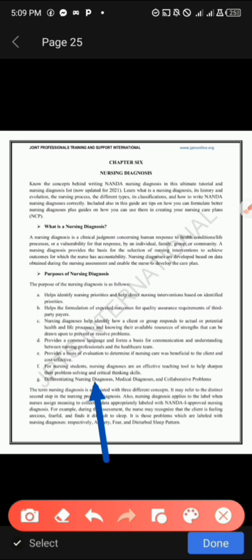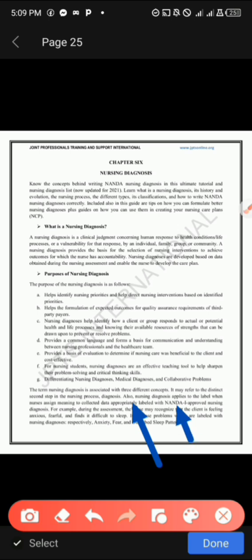The term nursing diagnosis is associated with three different concepts. It may refer to the distinct second step in the nursing process. Nursing diagnosis also applies to the label when nurses assign meaning to collected data, appropriately labeled with NANDA.